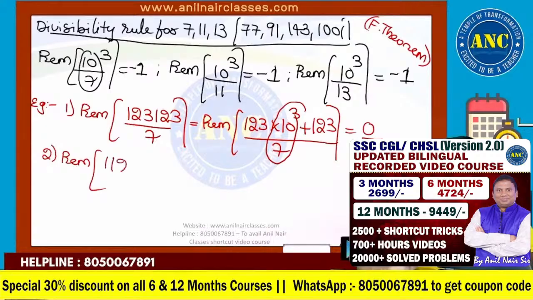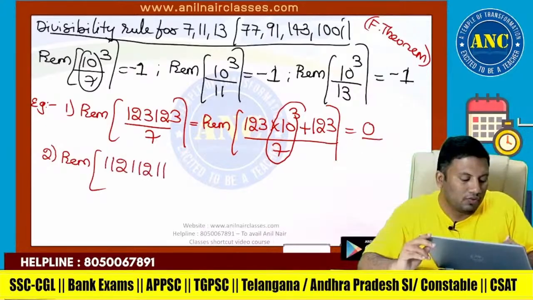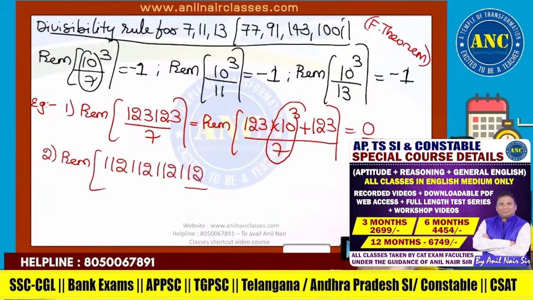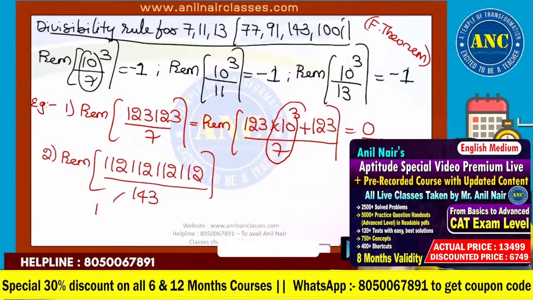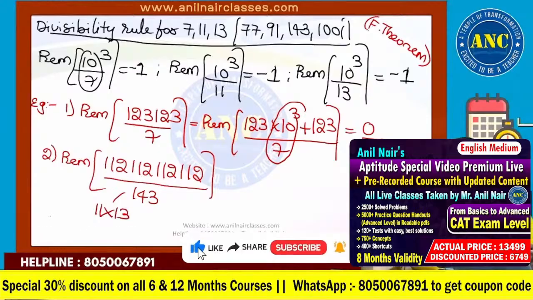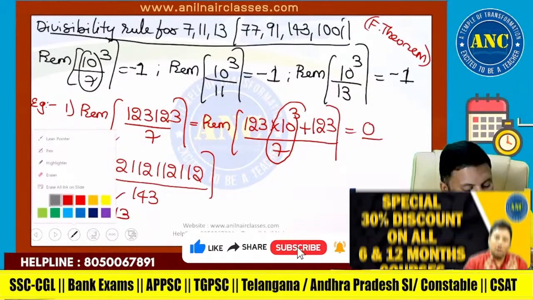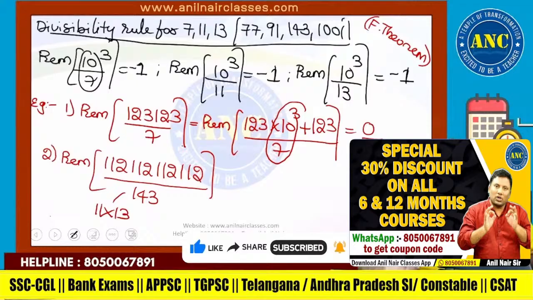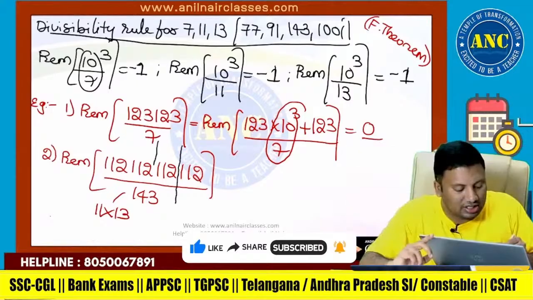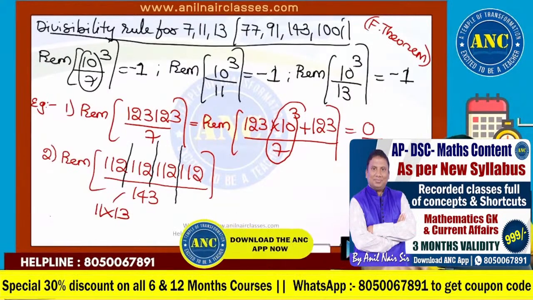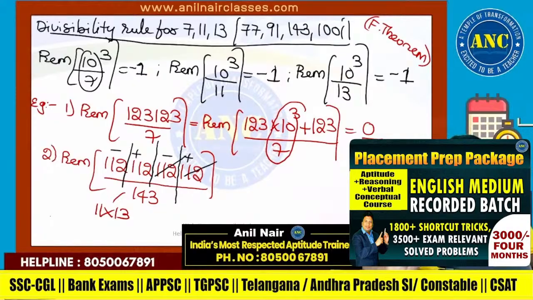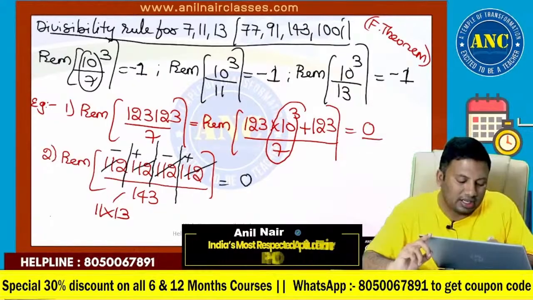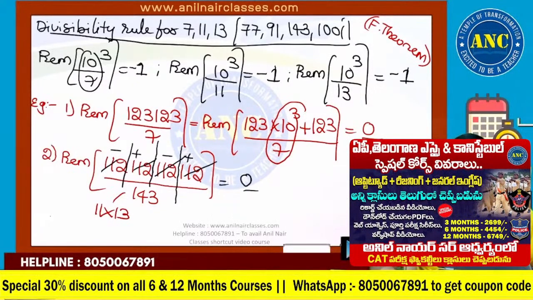Suppose I take one more example: 112, 112, 112, 112 divided by 143. 143 is 11 into 13. The divisibility rule for 11 and 13 remains the same. Take a group of 3 digits, alternatively plus minus. This cancels with this, this cancels with this. Answer is 0.